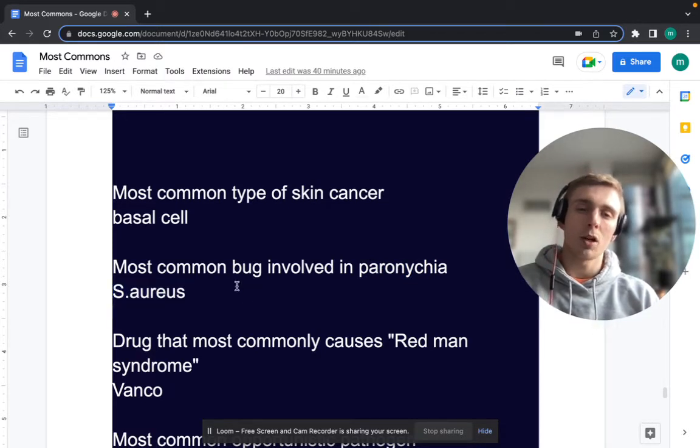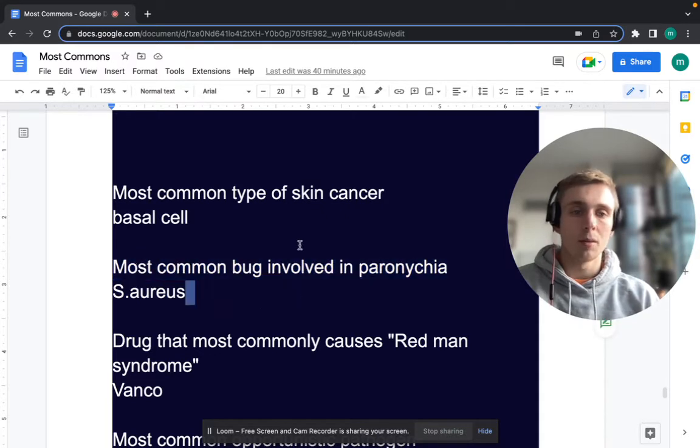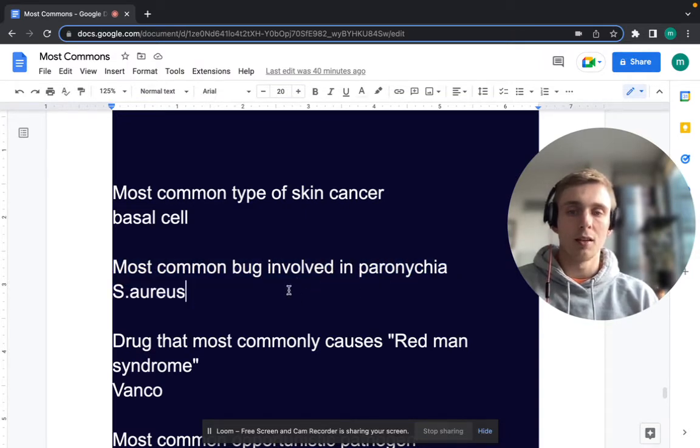So what's the most common sequela for an untreated paronychia? That's called a felon. So it can go from paronychia to a felon, which is an infection of the pulp, or the muscle and the subcutaneous tissue of the finger itself, whereas a paronychia is around the nail. So paronychia to a felon, and the most common bug is Staph aureus.